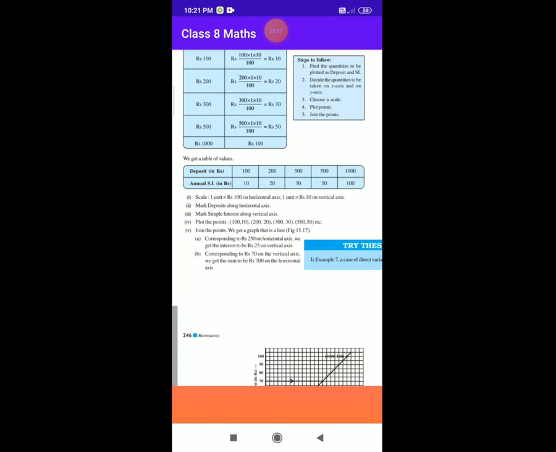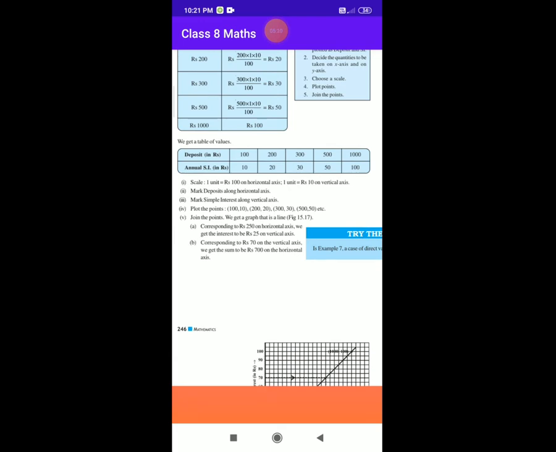50 and 100 respectively. सबसे पहले स्केल 1 यूनिट इज इक्वल टू रुपीज 100 on horizontal axis means x axis. 1 unit equal to 10 rupees on the vertical axis means y axis. Now second, mark deposit along horizontal axis and mark simple interest along the vertical axis. इसका मतलब ये हुआ कि x एक्सिस पर हम डिपॉजिट लेने वाले हैं इन रुपीज़ में, और y एक्सिस पर हम एनुअल सिंपल इंटरेस्ट दिखाने वाले हैं रुपीज़ में. नाउ पुट द पॉइंट (100, 10), सेकंड (200, 20), तीसरा (300, 30) और चौथा (500, 50) एक्सेट्रा. Join the points and we get the graph that is a line.